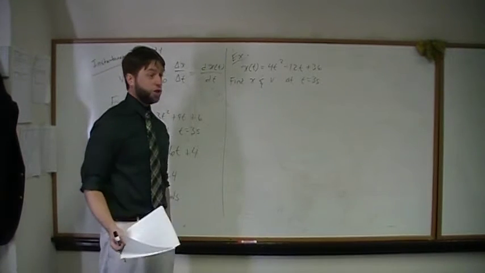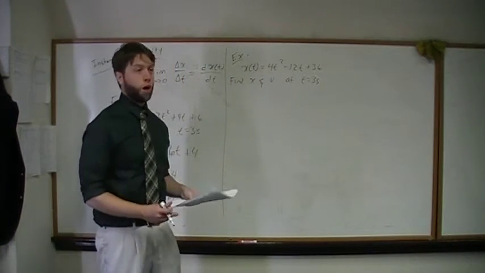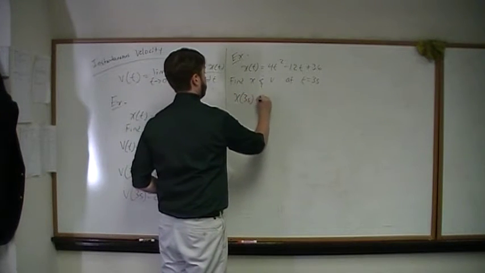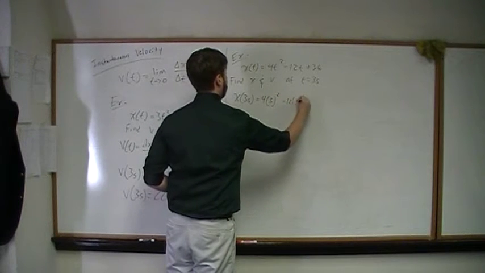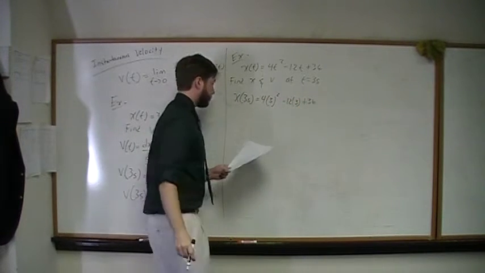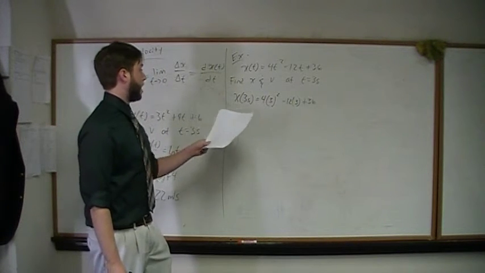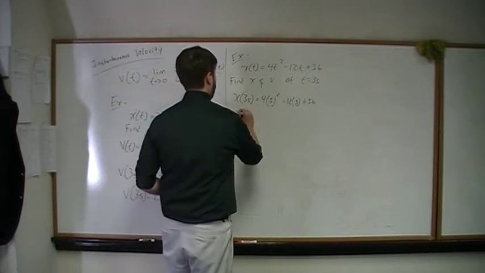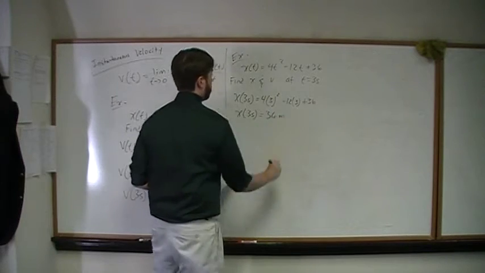To find the position at 3 seconds, all we need to do is plug the 3 seconds into our top equation. So x at 3 seconds is equal to 4 times 3 squared minus 12 times 3 plus 36. And you see that that's going to be equal to 9 times 4, which is 36. These two 36s cancel out. So we get that the position at 3 seconds is equal to 36 meters.